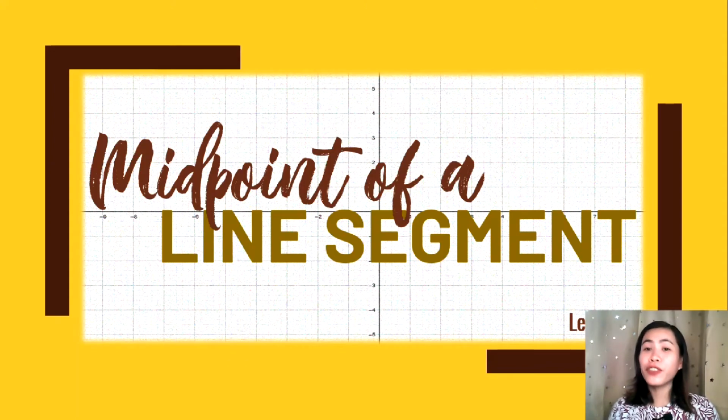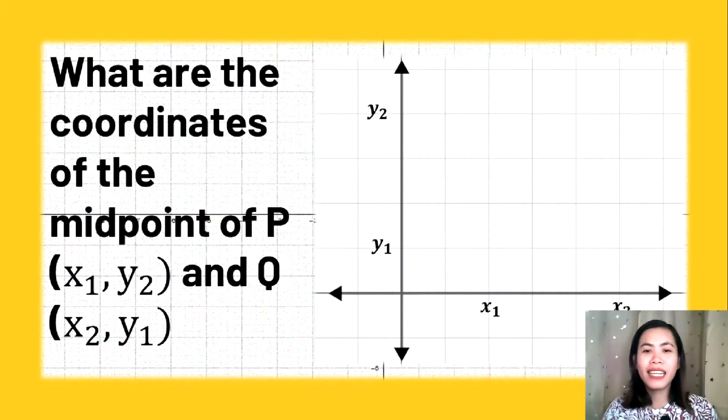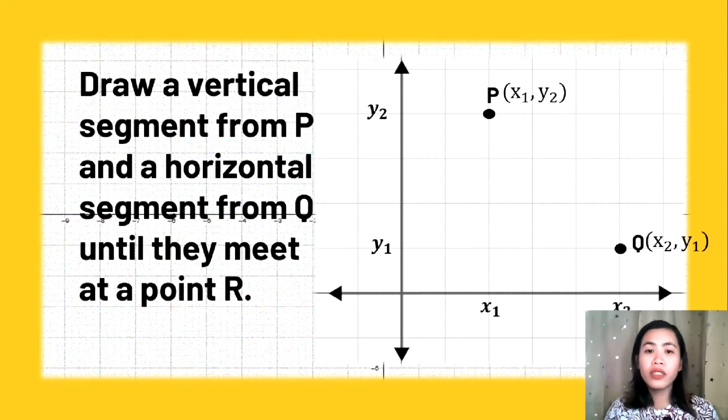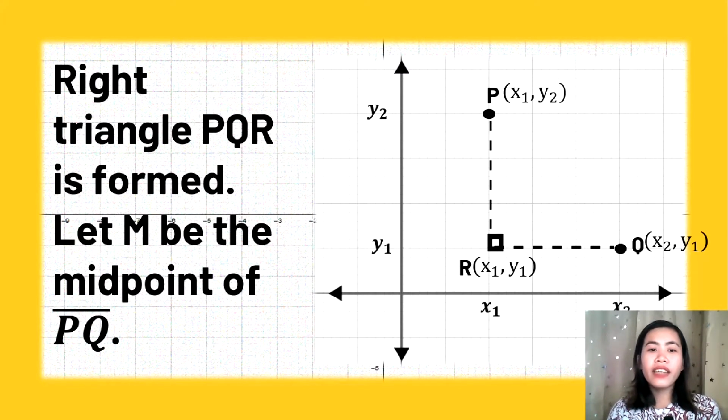Good day, grade 10. For today, we will have the discussion of our second lesson, which is the midpoint of a line segment. Let's say we have point P and point Q, and we want to find the coordinates of the midpoint between them. So first, draw a vertical segment from P and a horizontal segment from Q until they meet at a point R. And a right triangle PQR is formed.